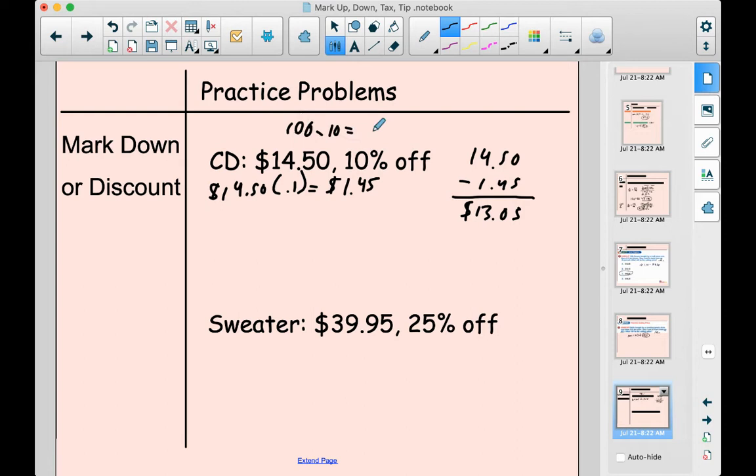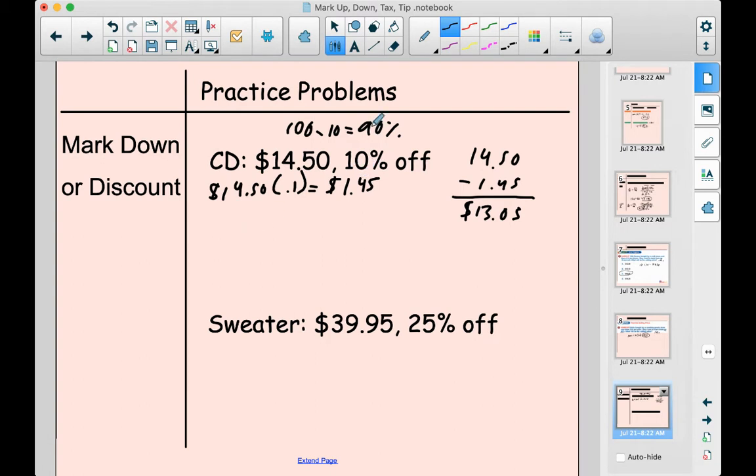Okay, so in this case, what we want to find is 90% of the original price. 10% is off. That means we're paying the other 90%. Now, a lot of people get stuck in trying to add it to 100. It's only adding to 100 when it's marked up. When it's a discount, marked down, we're subtracting the percent from 100% because it's getting smaller.